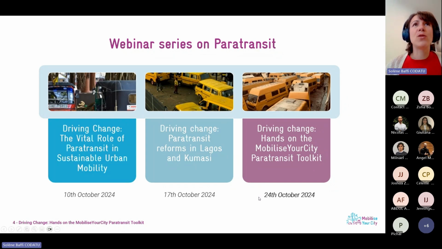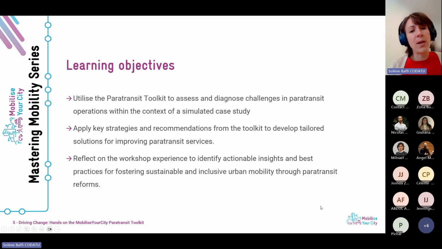And to do so, we will have several learning objectives. First of all, of course, we will try to use the Paratransit Toolkit to assess the type of information that is needed before any action on the sector. And to do that, we will refer to the second tool and to the type of questions that can be useful to ask when conducting a diagnosis.